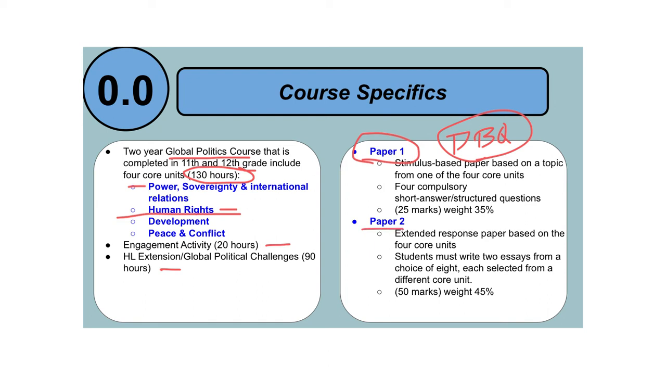Then paper 2 is an extended response paper based on one of the 4 core units. They will have the 4 core units listed, and you write 2 essays from a choice of 8. There'll be 2 essays from power and sovereignty, 2 from human rights, 2 from development, and 2 questions from peace and conflict, and you will choose 2 of those 8. This is worth 50 marks and 45% of the global politics grade.